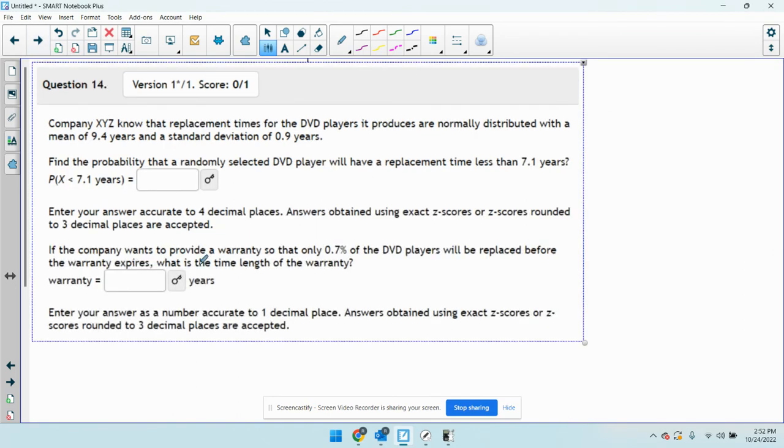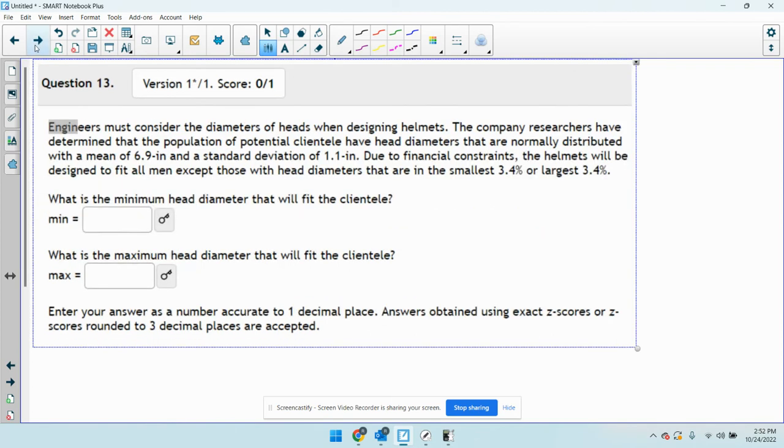We get 0.2893. Okay. We already did one similar to that.